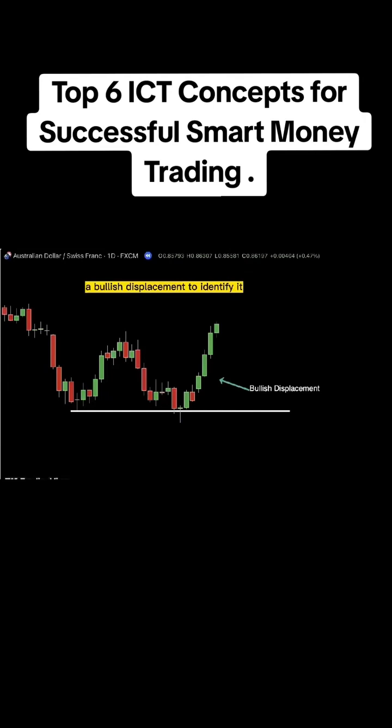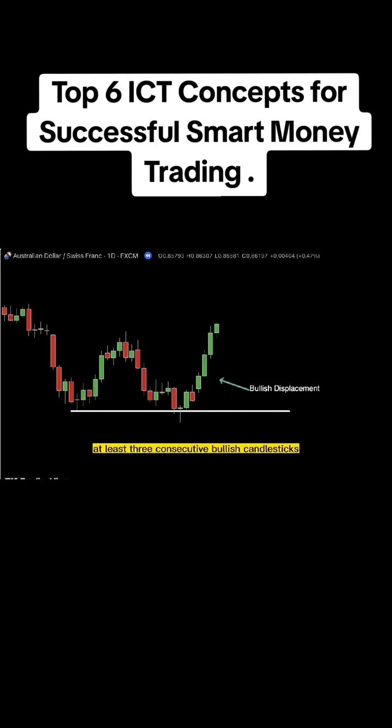To identify it, look for at least 3 consecutive bullish candlesticks with strong bodies, which signal strong buying momentum. While minimal wicks are recommended, they're not essential for displacement. What matters most is the aggressive price move with minimal retracement. In addition, you may notice a fair value gap forming between the bullish candles. This gap represents a price imbalance created by smart money entering the market. The fair value gap serves as a confirmation that institutional players were involved in the displacement.